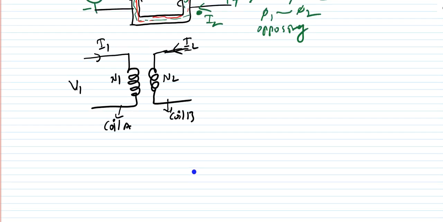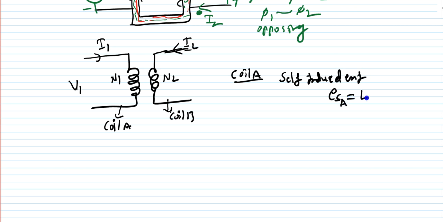So if you take coil A, here the self-induced EMF, you know how the self-induced EMF is going to be induced in this coil. So you can say this is the self-induced EMF in coil A.